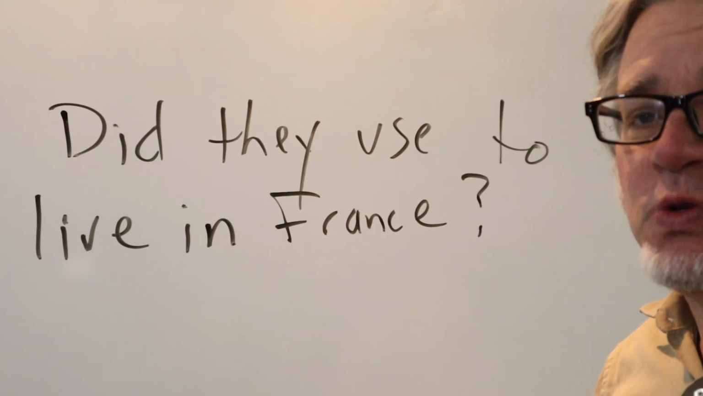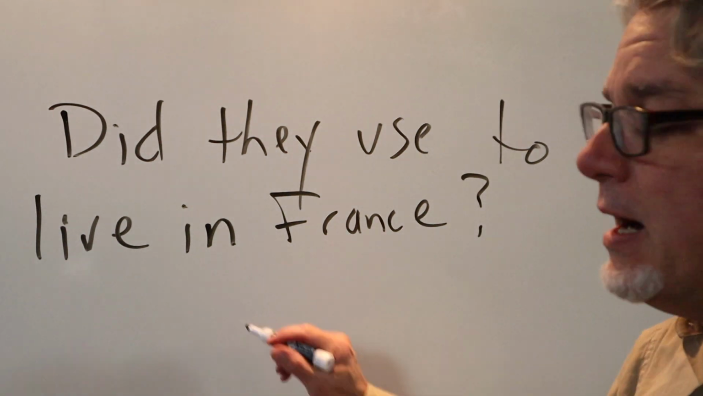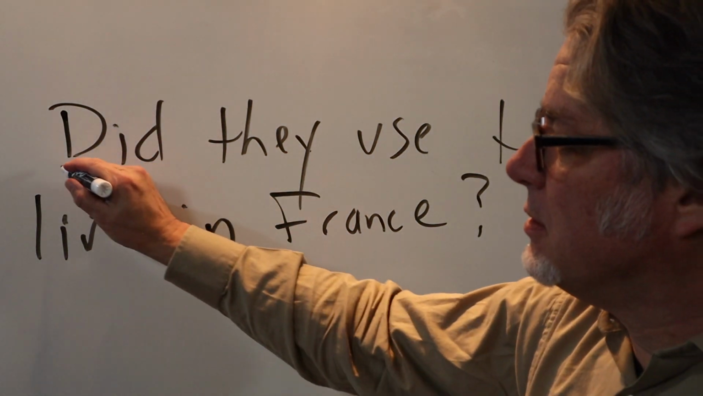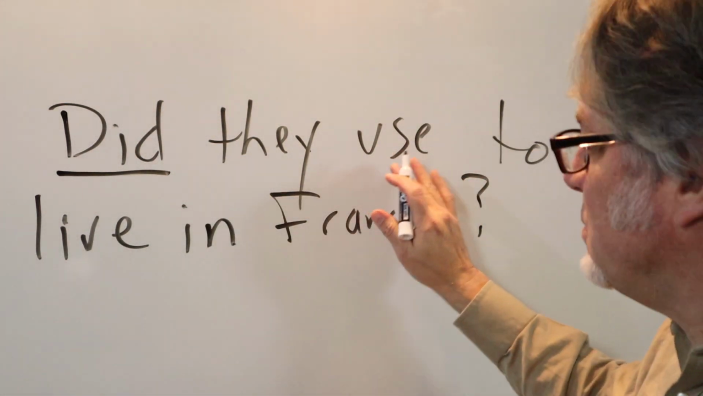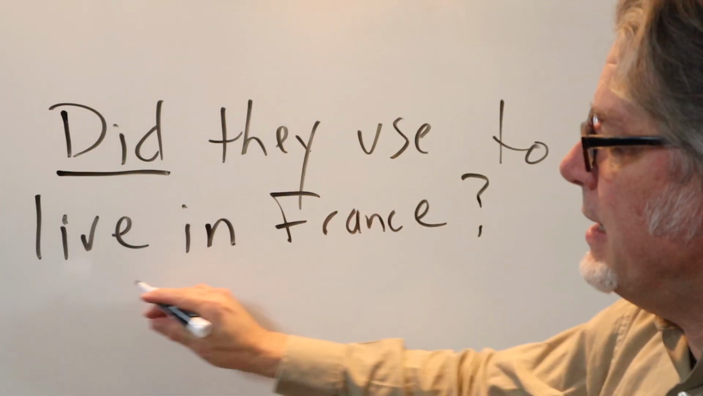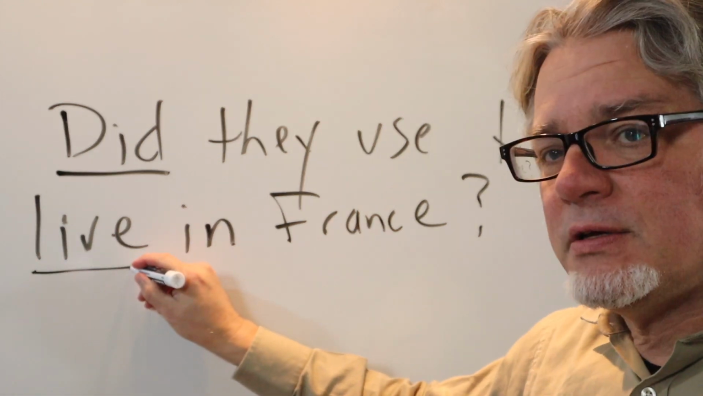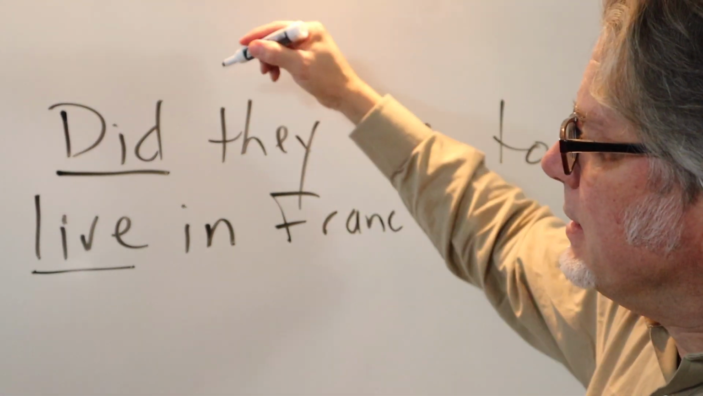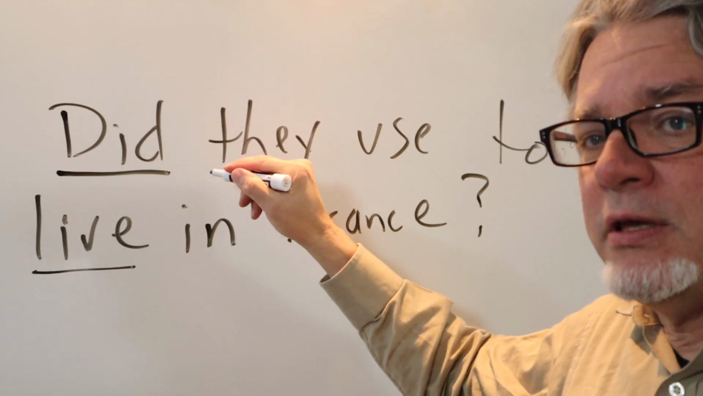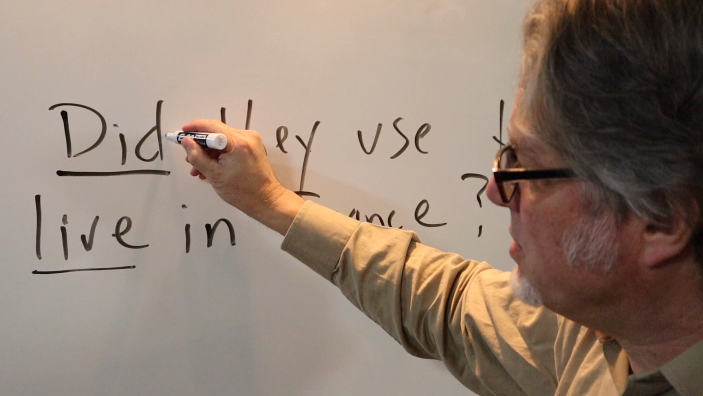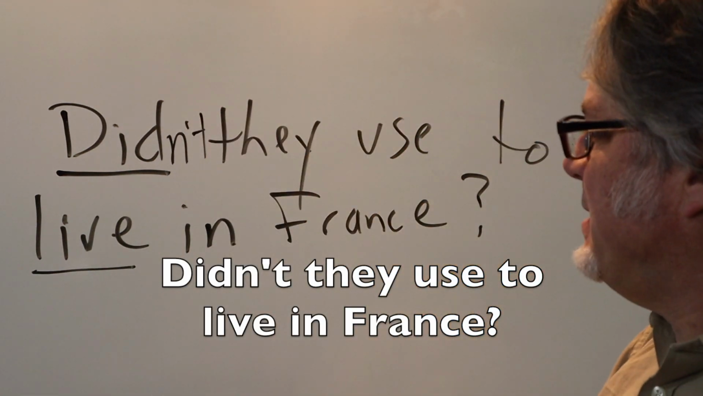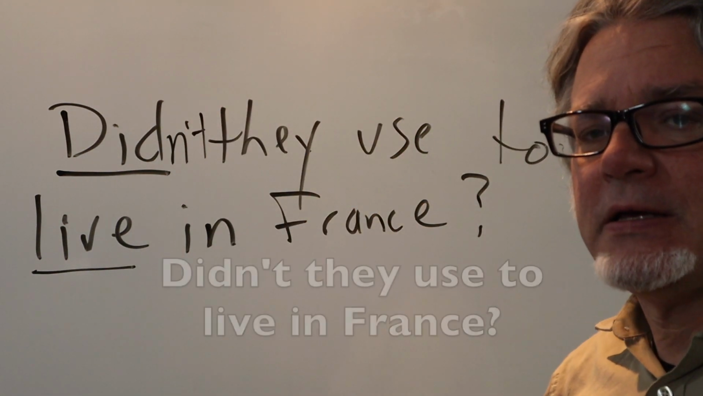Did they used to live in France? I'm making a question. It's in the past tense. Used to, notice again the D is gone, and the main verb is live. This kind of question can also be in the form of a negative question, and I would just do this. Didn't they used to live in France?